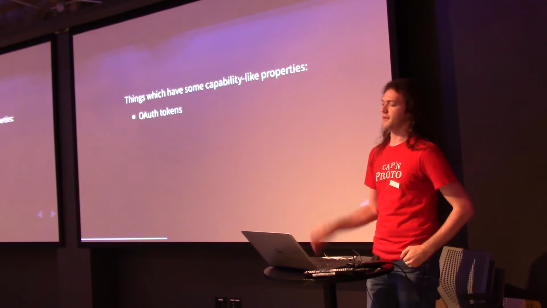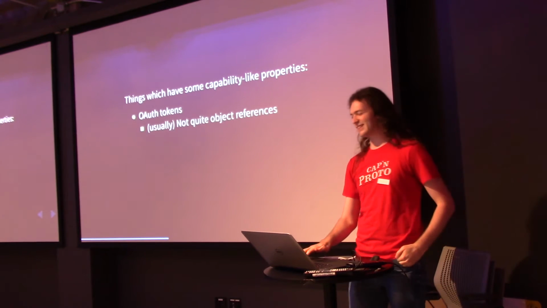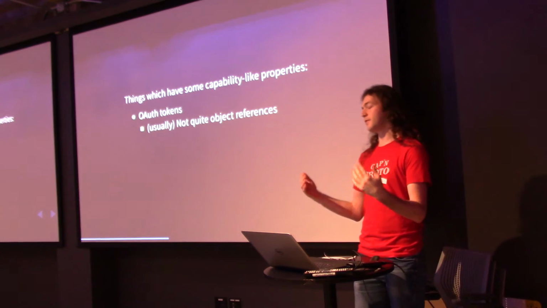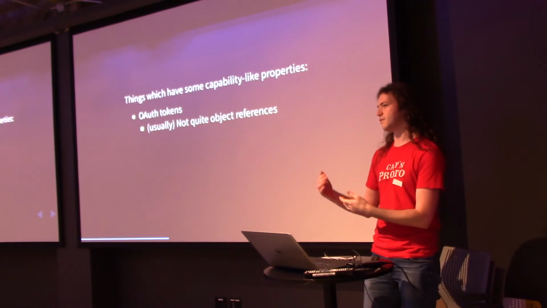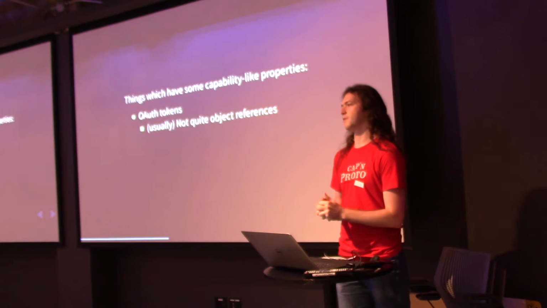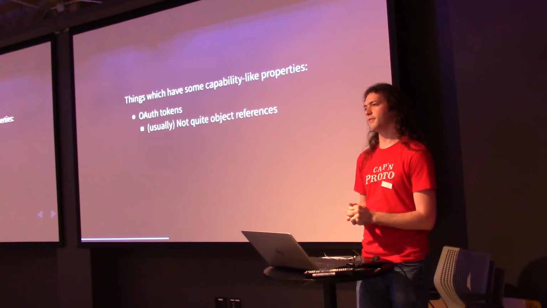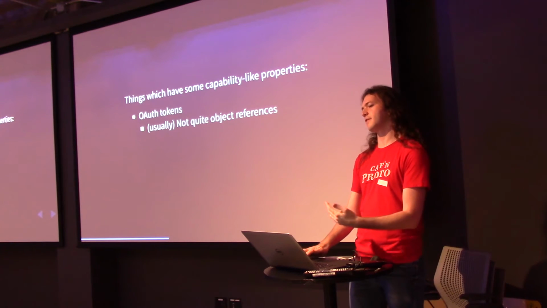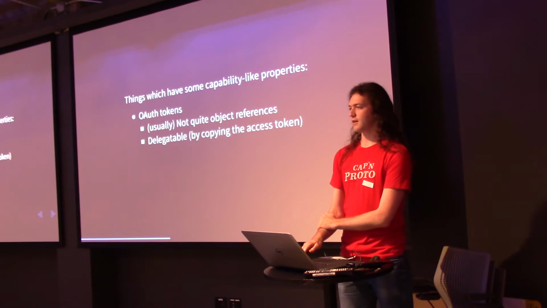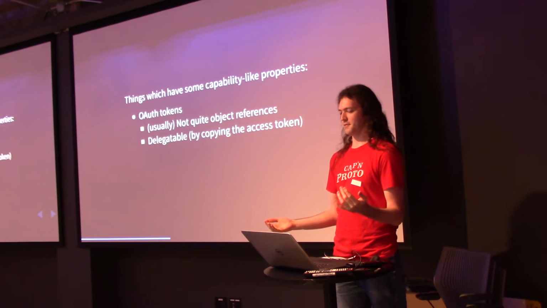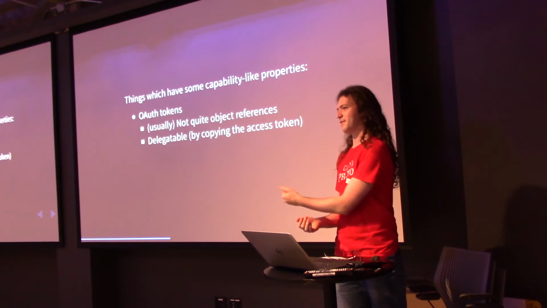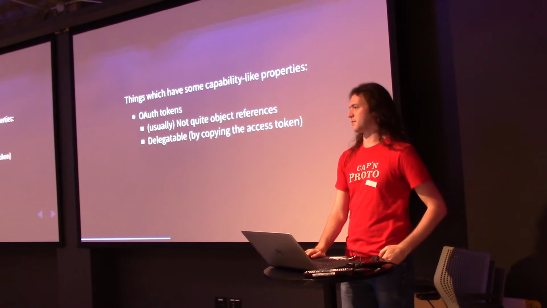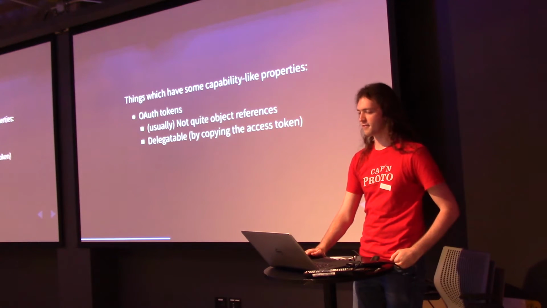So I'll name OAuth tokens. They're not quite object references the way people usually use them. It's possible that you could make, for, say, a storage API, a separate token for each file that you might interact with, but this is less commonly done, particularly for user-facing services. They are, in a sense, delegatable. You copy the bits and you use them elsewhere, and you have the access token. Then you can make the requests.